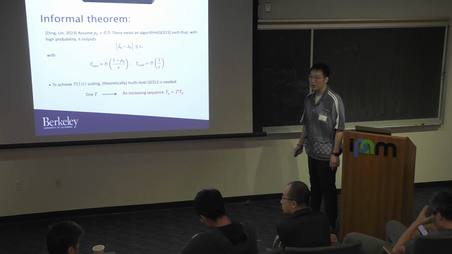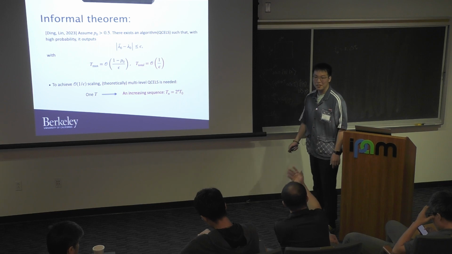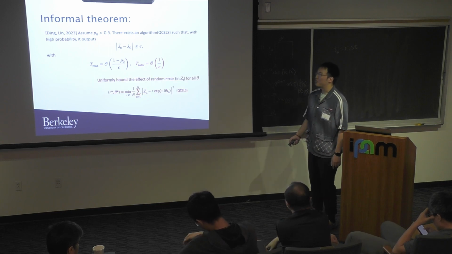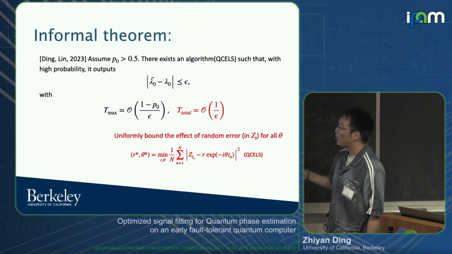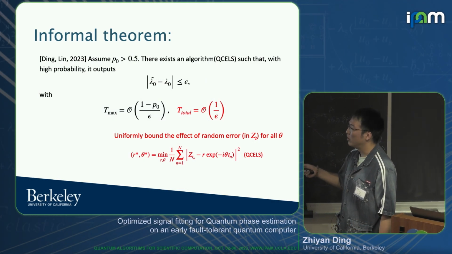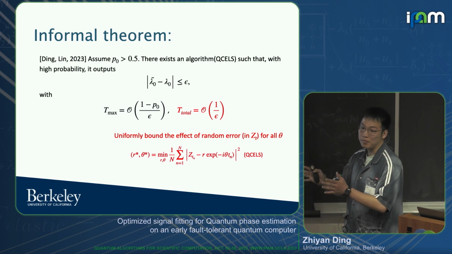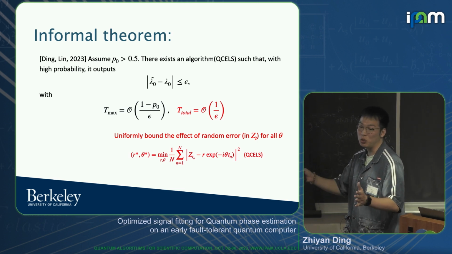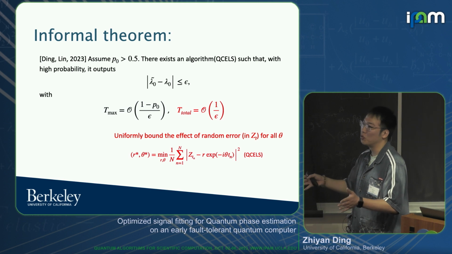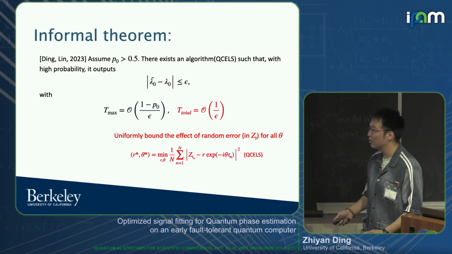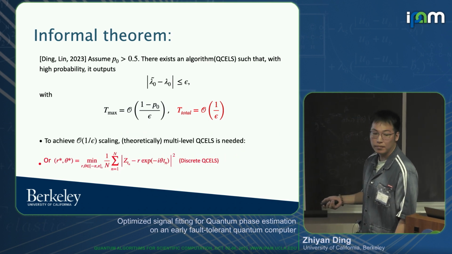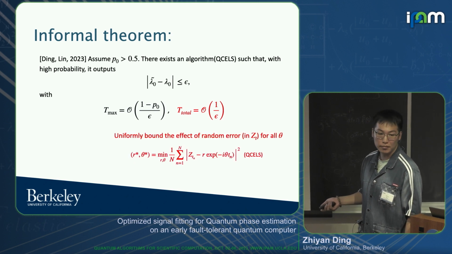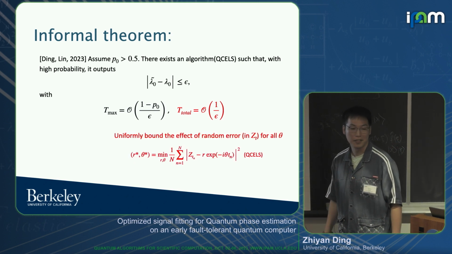What will fail in your analysis? Right, that essentially goes back to this part. I need to bound the effect of the random error for all theta, and because my theta is a continuous variable, you need to bound a parameterized random variable for all theta. So theoretically it's a little hard. Okay, so you mean that you actually need some chaining arguments. Right.